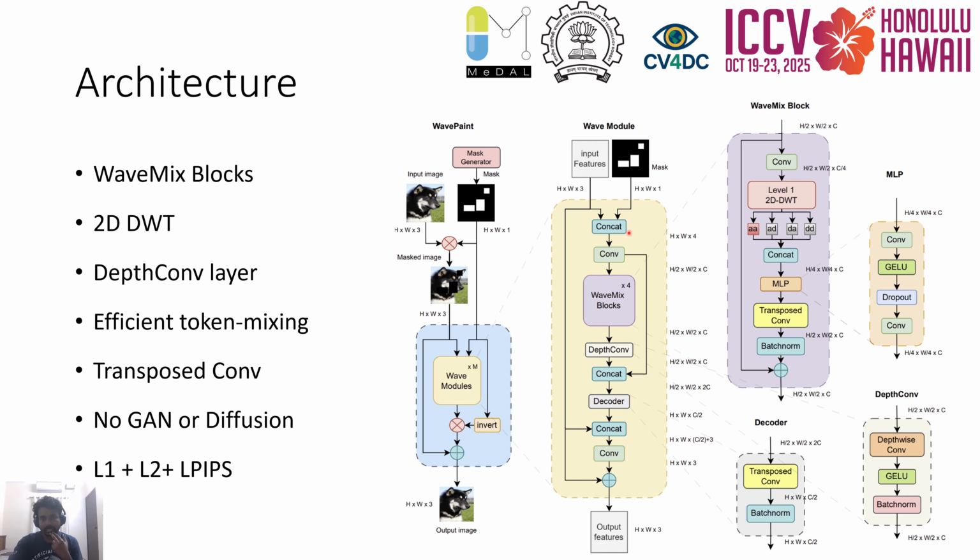Because the entire image is downsampled, especially in the first layer where the resolution is reduced by half, and inside the WaveMix block the processing is also at a further reduced resolution, most of the computation is very efficient. The token mixing from wavelet transform and depth-wise convolution actually aids the model to learn the features required to fill the image.